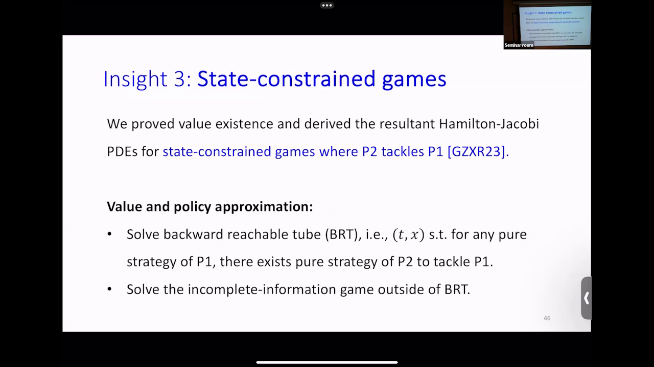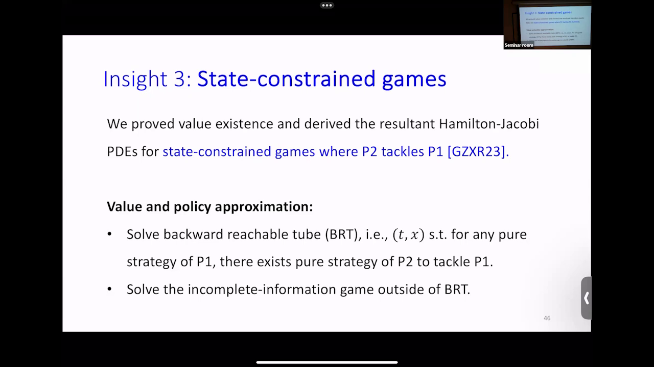First, you compute something called the backward reachable set. The backward reachable set is basically a set of time and state such that if you're already in this time and state, then there always exists a strategy of player 2 to tackle any strategy of player 1. Within this set, player 1 will not be able to escape from player 2. You can compute that region. So if you're already in this region, then player 1 should just surrender. You're always going to get tackled by player 2.